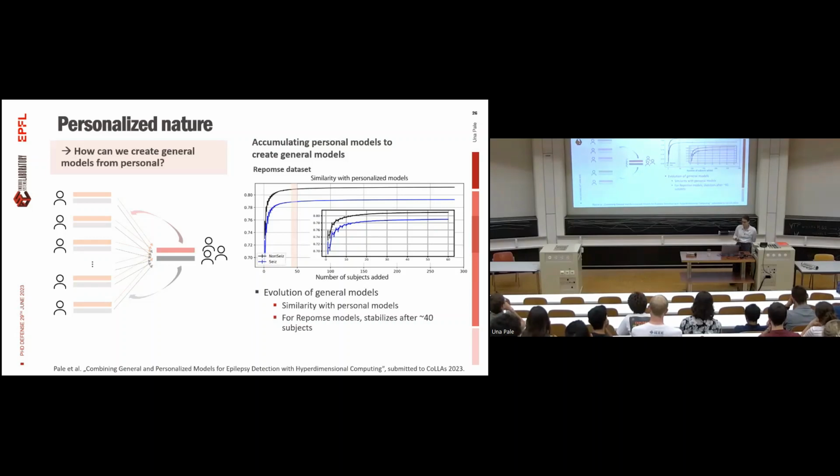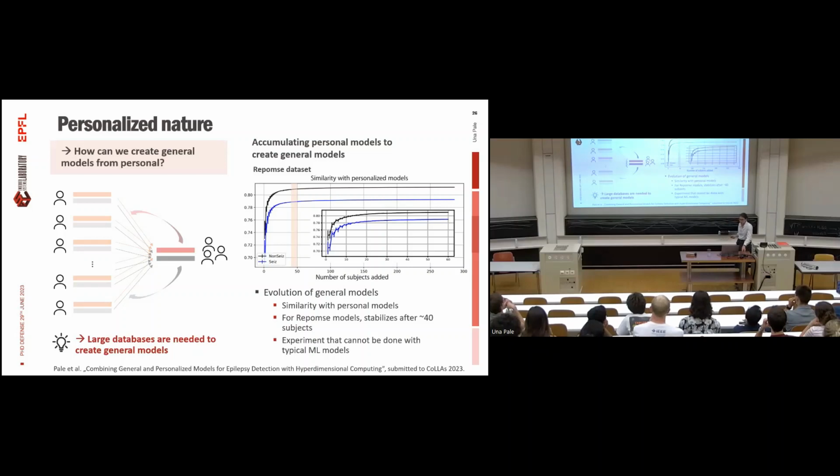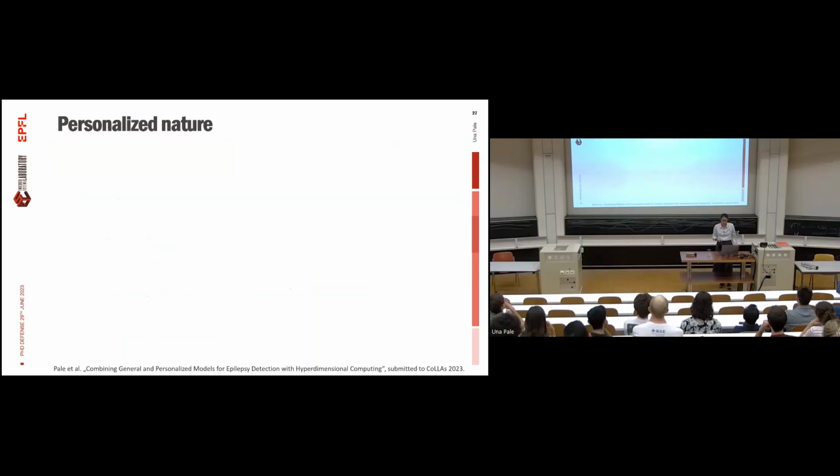And this was interesting from several perspectives. One is that this experiment cannot be so easily done with other machine learning models like random forest or neural networks. It's much harder to compare the models and know what this means. And at the same time, it showed us that we need many more subjects than what most of the databases that we have today have. So most of the databases have around 10 to 20 subjects, whereas here it seems like we need 40 subjects to actually have stable general models.